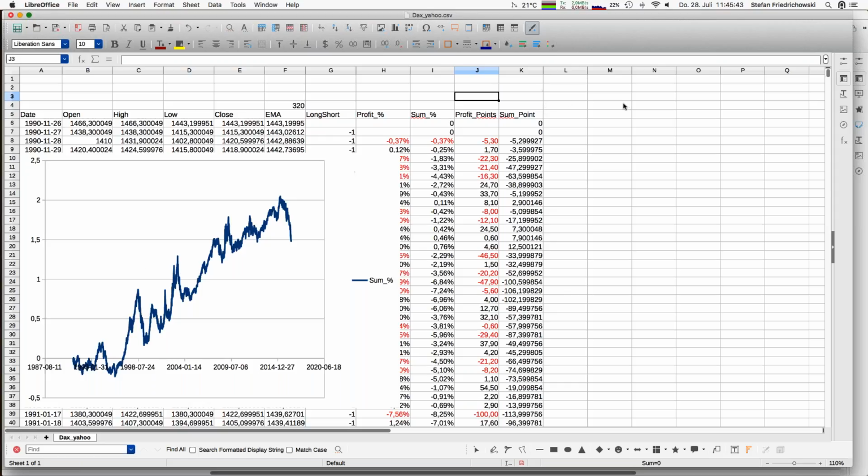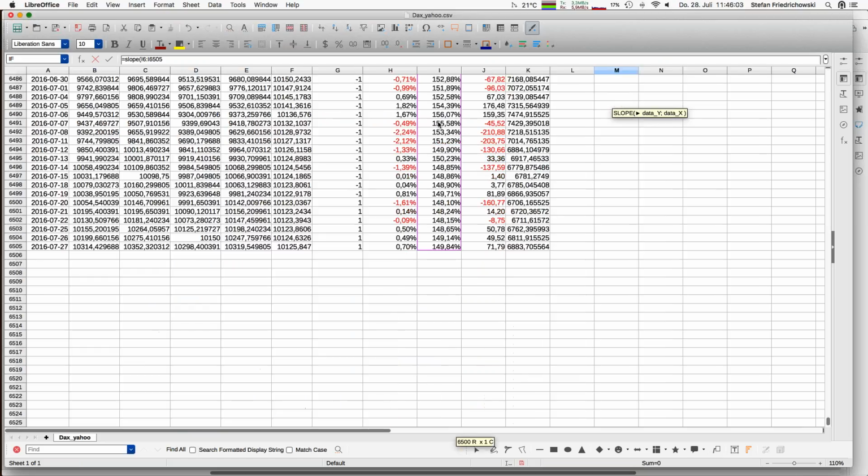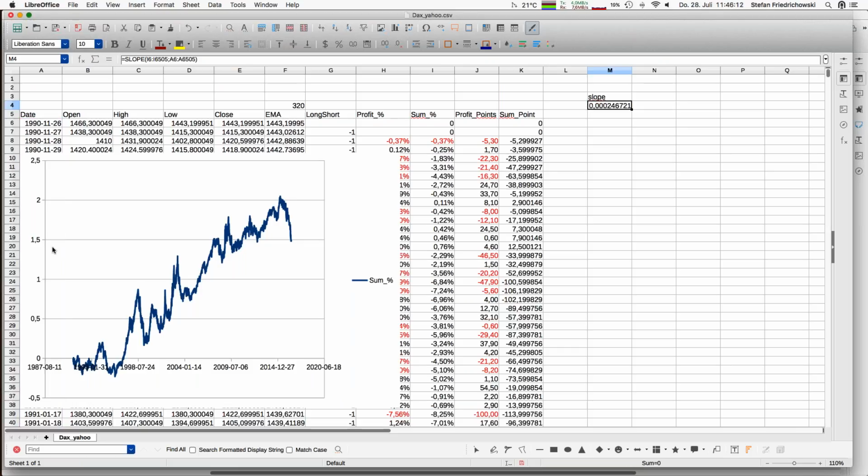We have another chance to get that slope. Not only within the chart, we can calculate the slope straightforward in Excel. And it's simply SLOPE, because it is fitting a line into the values we want to have. And you do it this way. And now you have the slope of your equity curve here.